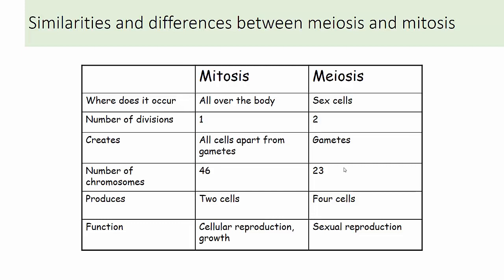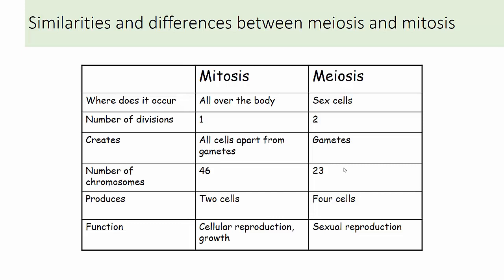So cellular reproduction means that if you had a cut on your arm, mitosis would occur, new skin cells would be formed, and that would heal your cut. So all of those cells are going to have 46 chromosomes. Now meiosis occurs in sex cells only.